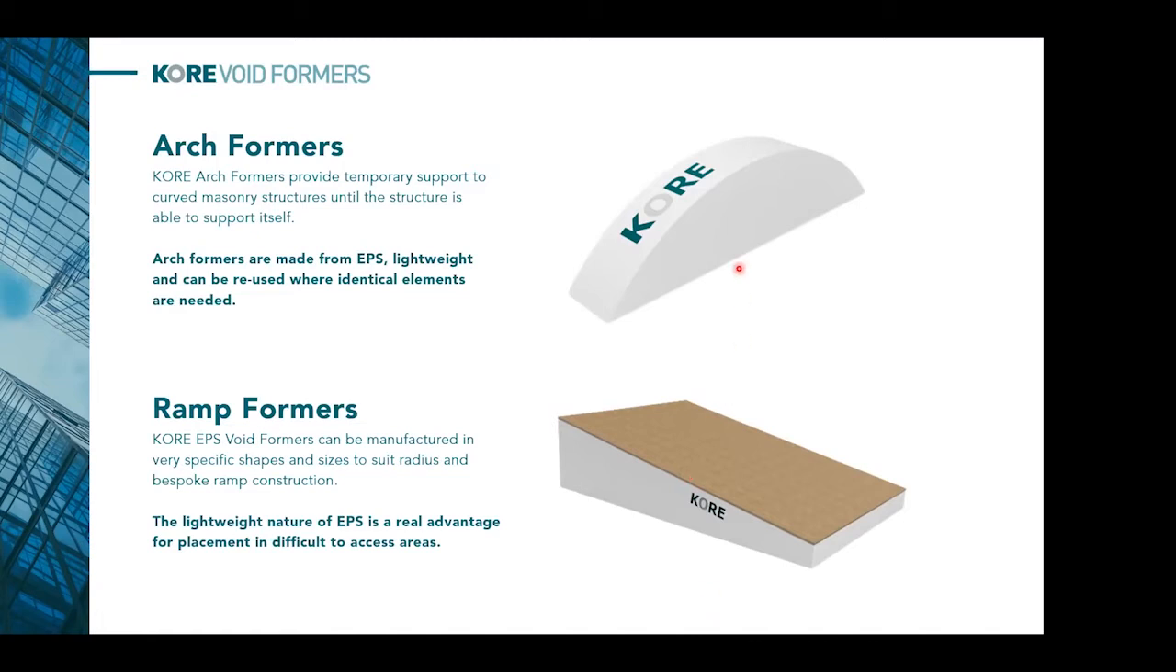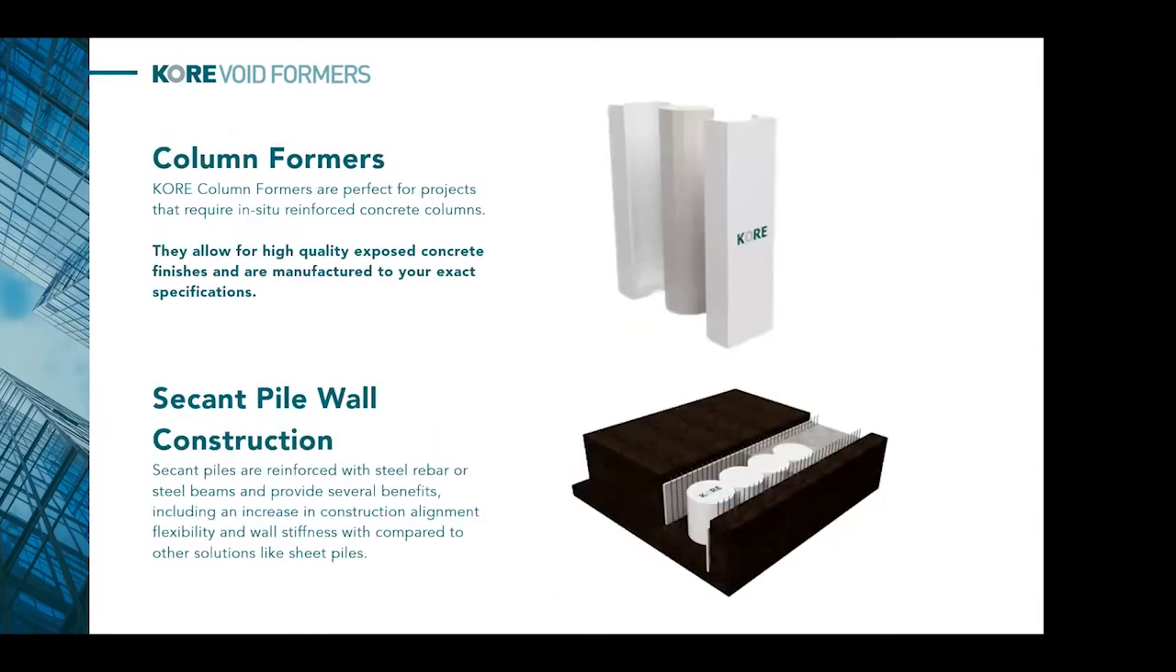So we can use EPS for an arch void former. EPS being lightweight, we have a known compressive strength of material, and we can use that material on our projects. We can use them in ramp void formers, and again, lightweight, easy to work with on site. There are different shapes and sizes, and all these shapes can be cut specifically to the project. None of these are off-the-shelf products. They're specific to the project they're being used on.